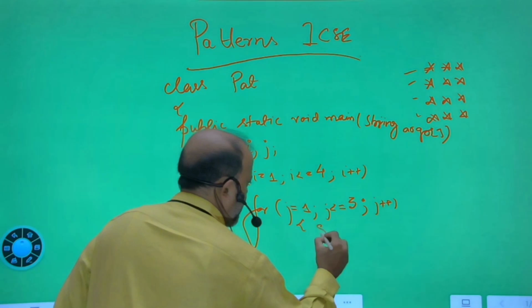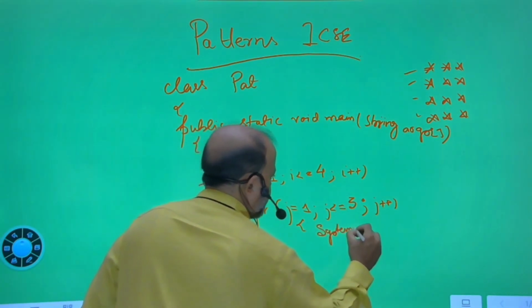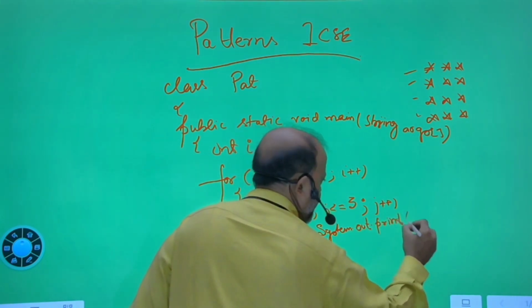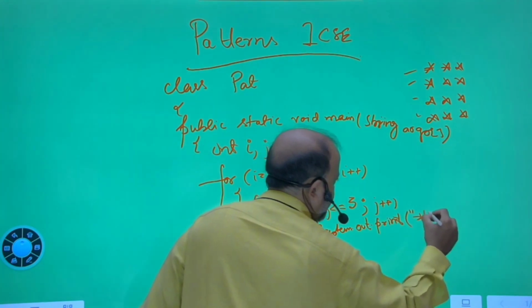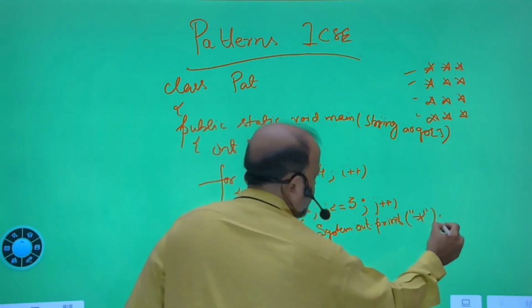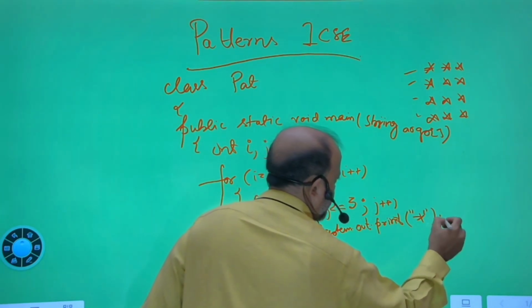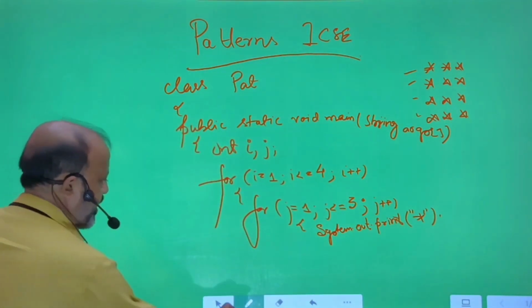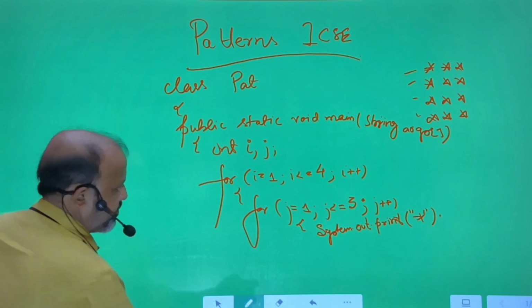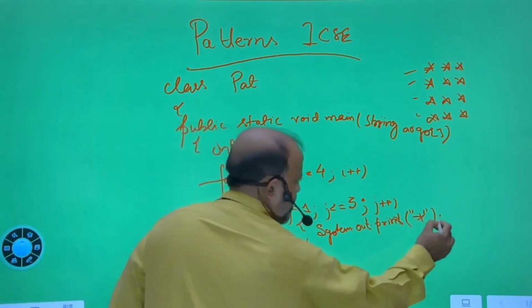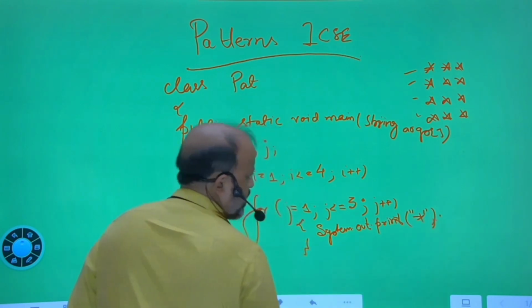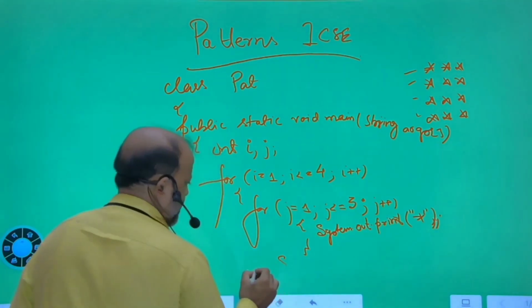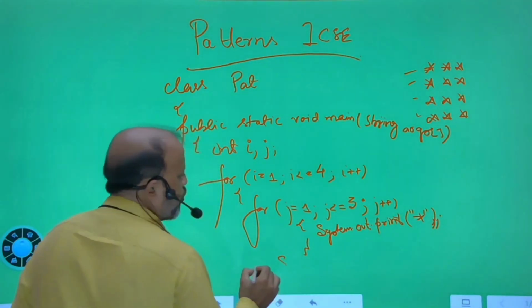Now, in the j loop, I will print System.out.print, not println, print. In double quotes, I have given a star. Here it will be a semicolon. Maybe my pen is not functioning. Right, just a minute. Let me check. Yeah. Now, it is a semicolon here. Then again you have to write another System.out.println for changing line.